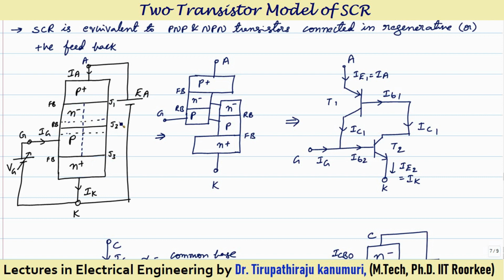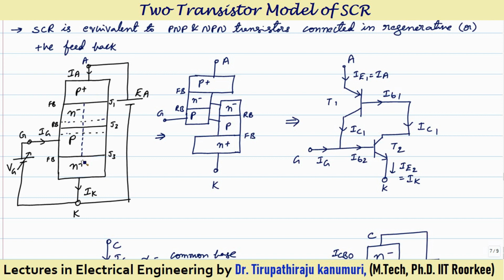Now coming to junction J2, this N layer is positive with respect to the P layer, which means it is reverse biased. Because of the reverse bias, a barrier is formed here, and the width of the barrier depends mainly on the value of EA you are applying. Up to here I hope it is clear to you.